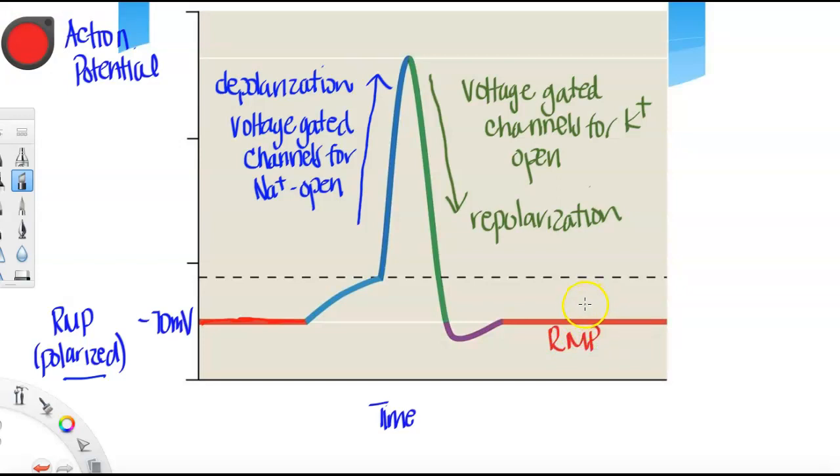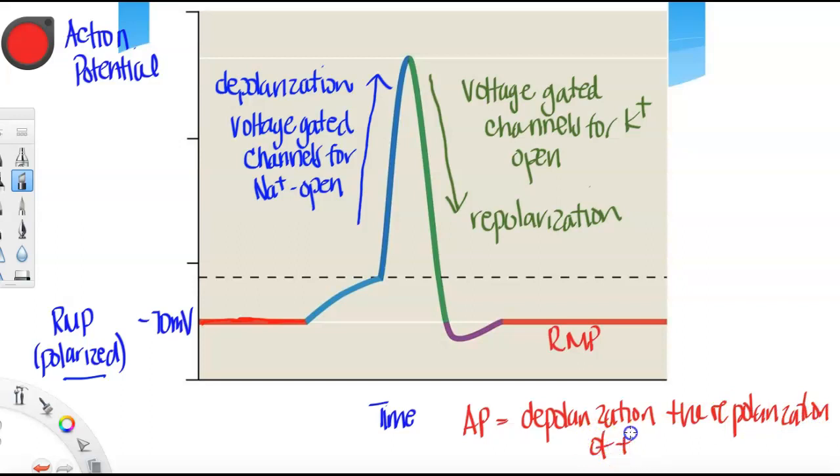Okay, and remember the resting membrane number is maintained by the sodium-potassium pump. So it regulates and becomes negative 70 utilizing the sodium-potassium pump. So an action potential is the depolarization, then repolarization of the membrane.